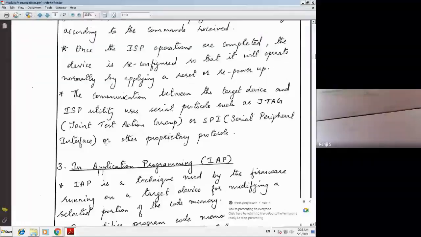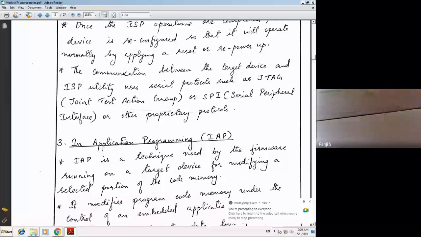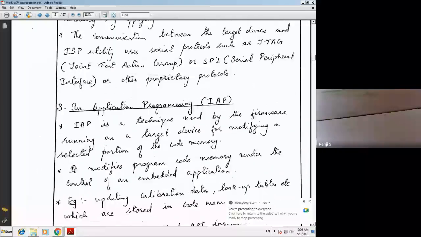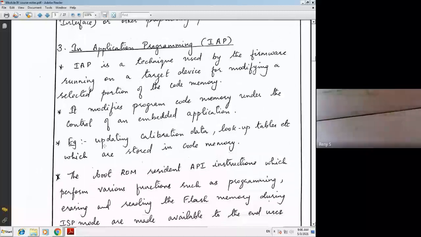So that was the second method, and it will use certain utility programs, and these utility programs may use certain protocols such as JTAG or SPI, Serial Peripheral Interface Protocols, or some other protocols that are already defined by the utility program developers. Then the third method is in-application programming, or IAP. So what is IAP?